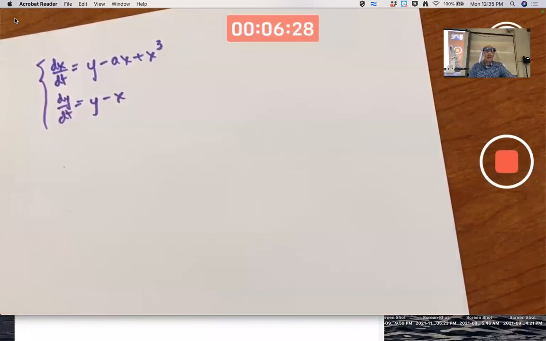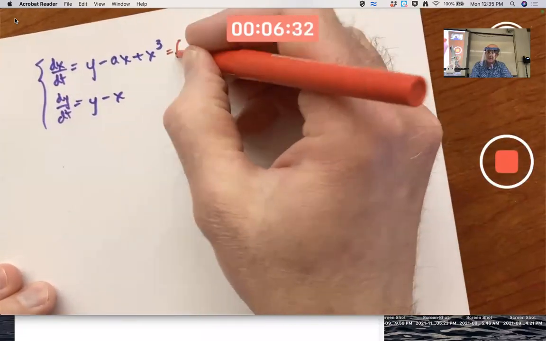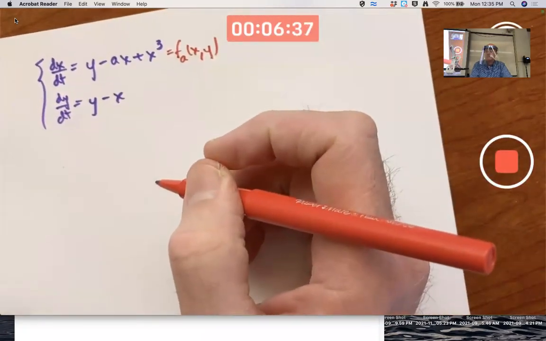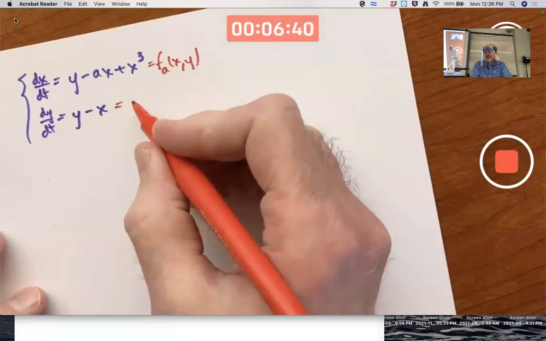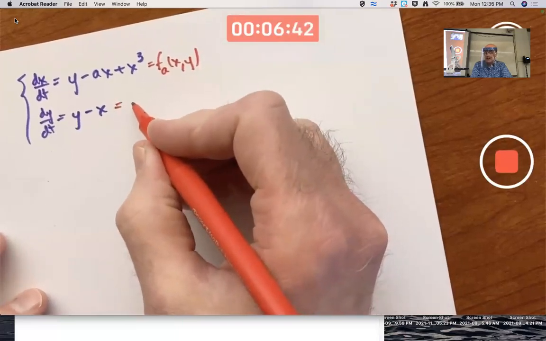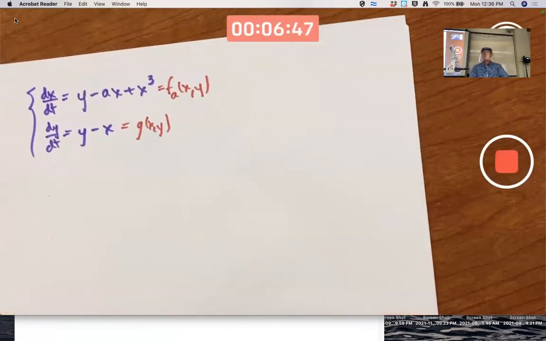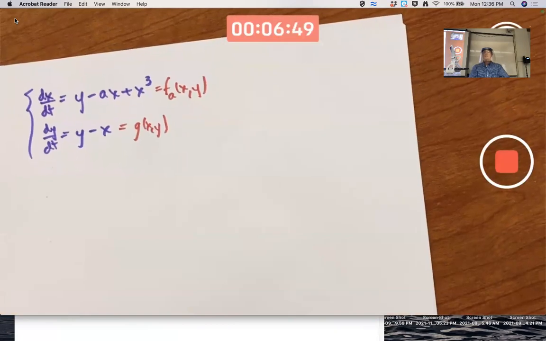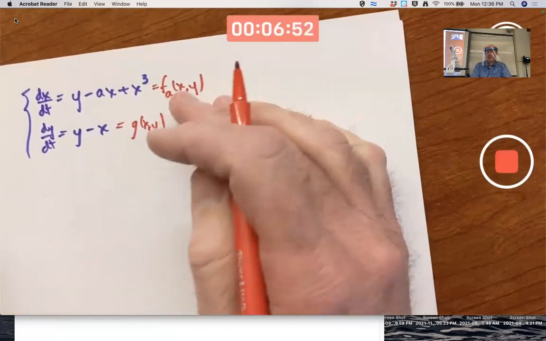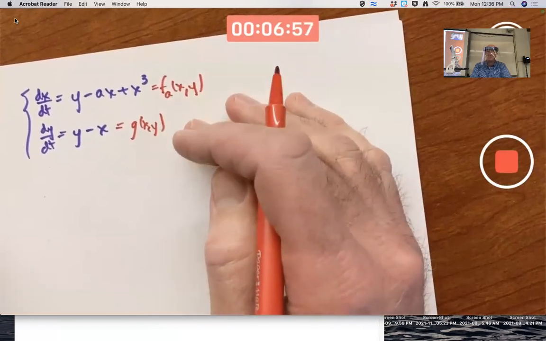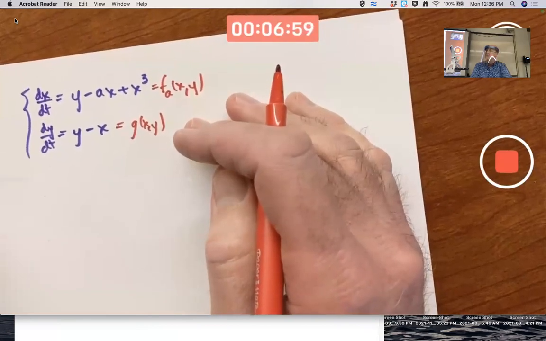So you can see the right-hand side of the dx/dt equation does depend on the parameter a. I could call this f sub a of x, y to emphasize its dependence on the parameter a. The dy/dt equation right-hand side does not depend on a. I could just call that g of x, y. One thing that's nice about this particular system, even though it's nonlinear, is that if I set both right-hand sides equal to 0, I can solve for the nullclines as functions of x. I can easily solve for y as a function of x.